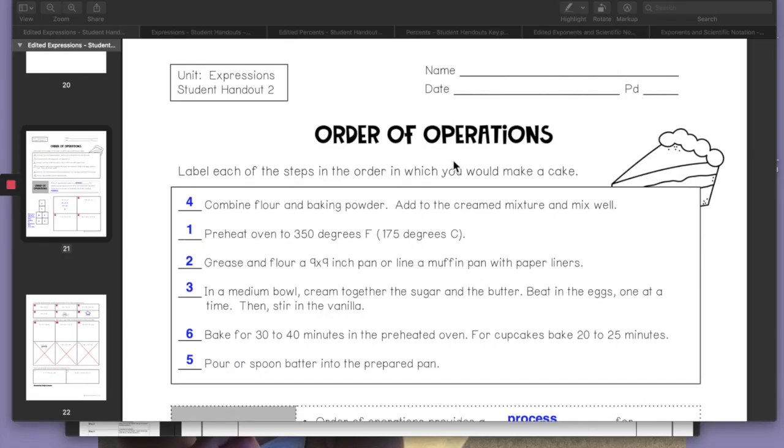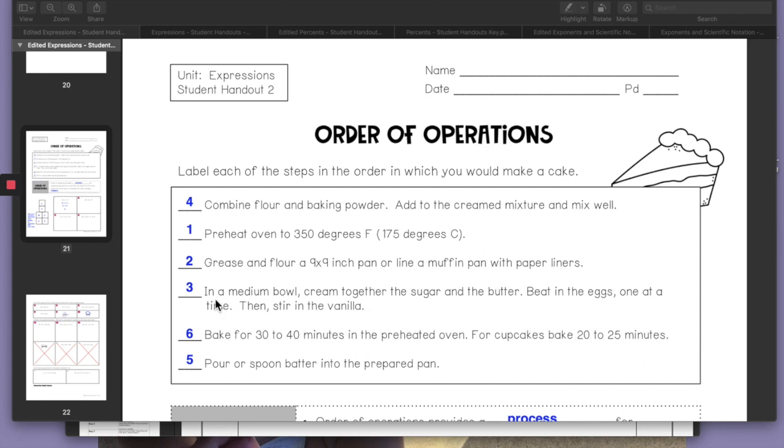Hello everybody. Today we are doing the order of operations. So, we're going to label each of the steps in the order in which you would make a cake. I ordered these for you already. First, you would preheat the oven to 350 degrees Fahrenheit. Second, you would grease and flour a 9 by 9 inch pan or line a muffin pan with paper liners.